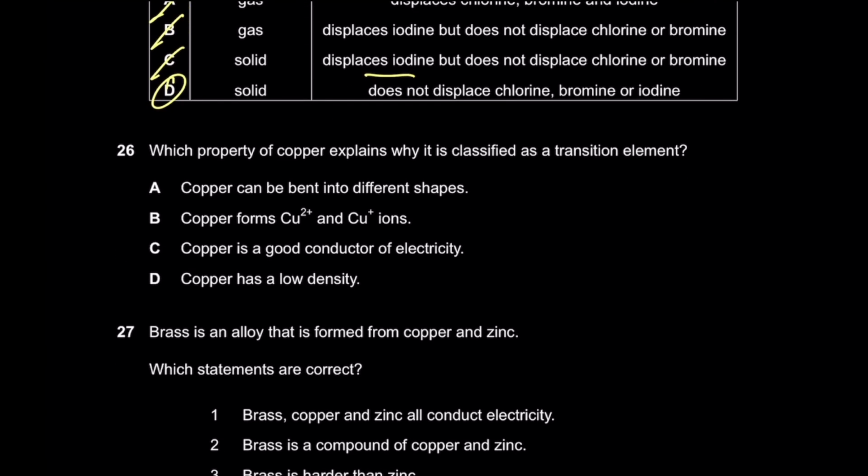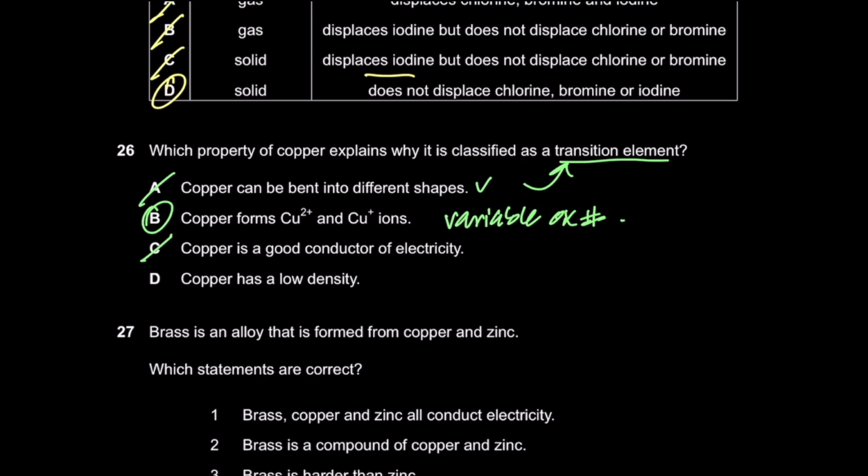Which property of copper explains why it's classified as a transition element? Copper can be bent into different shapes. This is a good MCQ. Copper can be bent into different shapes, but it does not explain why it's a transition element, because most other metals are also malleable and ductile, right? Copper forms the 2+ and the 1+ ion. Yes, they have variable oxidation states. That's only limited to transition metals. So B is correct.